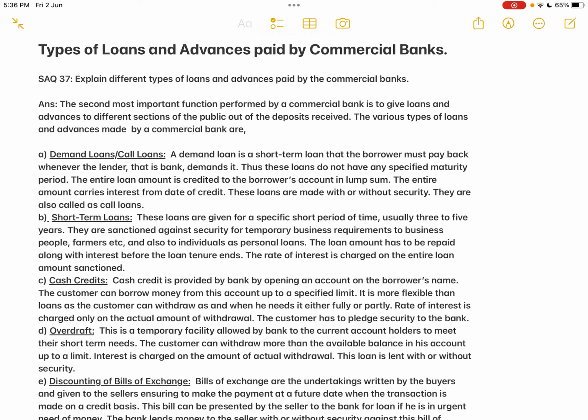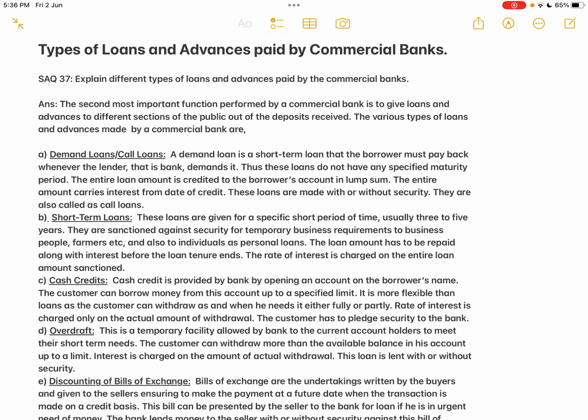A demand loan is a short term loan that the borrower must pay back whenever the lender, that is the bank, demands it. Thus these loans do not have any specified maturity period. The entire loan amount is credited to the borrower's account in lump sum. The entire amount carries interest from the date of credit. These loans are made with or without security. They are also called call loans.